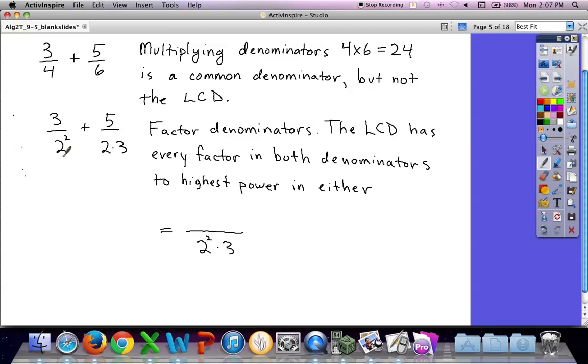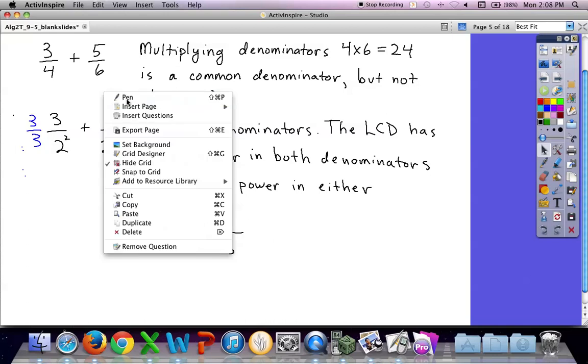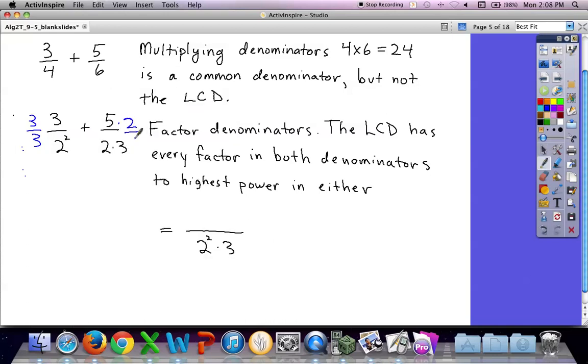If I'm looking at this denominator and the least common denominator, which factor is missing in this denominator? The 3. You have 2 squared is there, but there's no 3 here. So multiply by 3 over 3. Right? Which factor is missing from the second denominator? There's a second factor of 2, right? It's 2 times 3. That's 2 squared times 3. So multiply by 2 over 2.